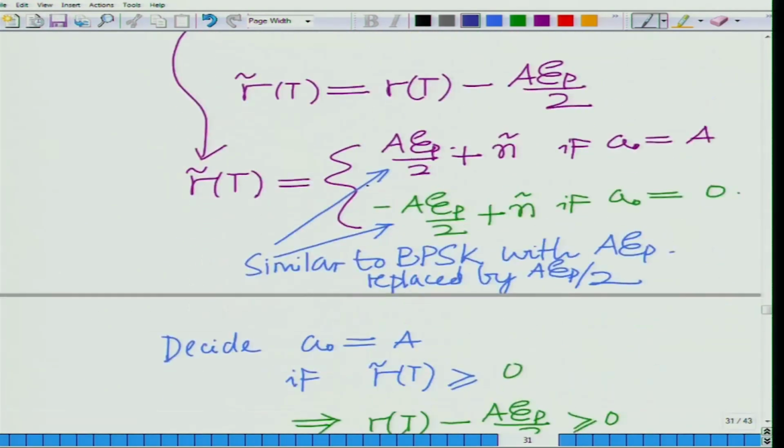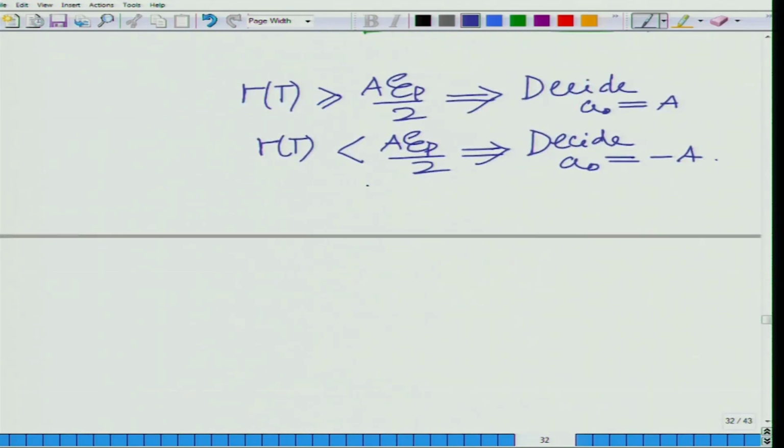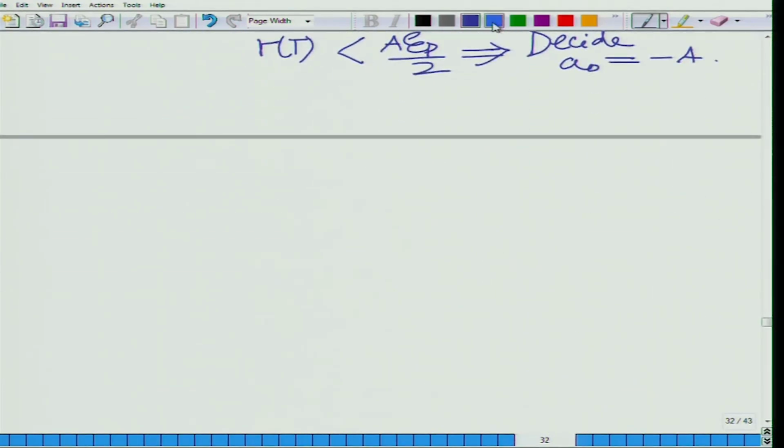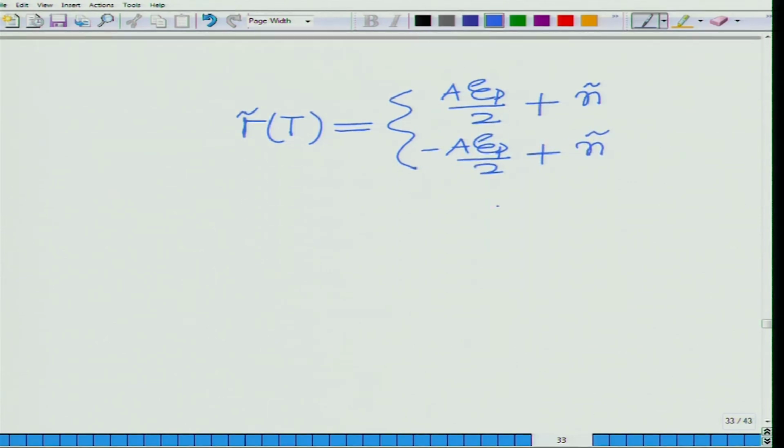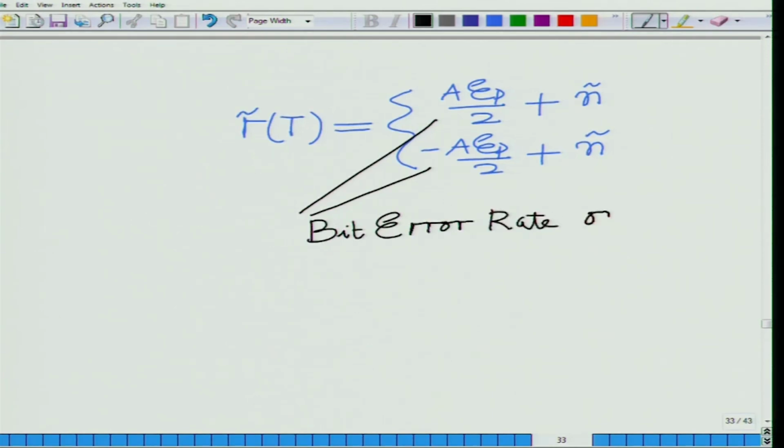Now, if you look at the probability of bit error, it can be derived easily. You see this is similar to BPSK. If you look at R tilde t, this is equal to AEP by 2 plus n tilde, and minus AEP by 2 plus n tilde. So, the bit error rate is similar to that of BPSK with AEP replaced by AEP by 2. Bit error rate or probability of bit error, it is the same thing, both mean one and the same.